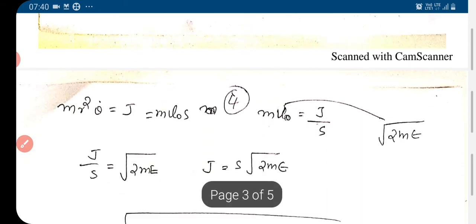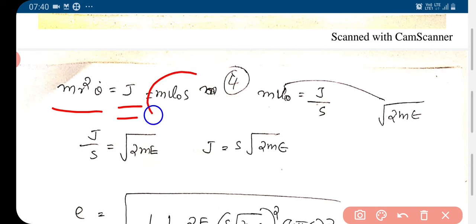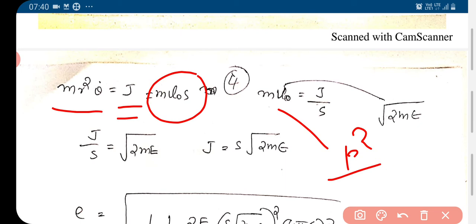Now we know the angular momentum J, the magnitude of the angular momentum, is given by m r squared theta dot. And that is equal to m v0 s. v0 is the initial velocity, s is the impact parameter that we have already seen. So we can write m v0 as equal to J by s. Also, m v0 being momentum, we know p squared by 2m.